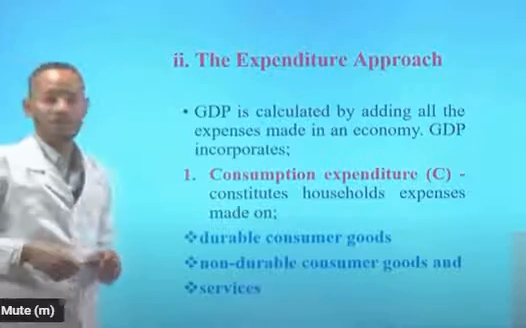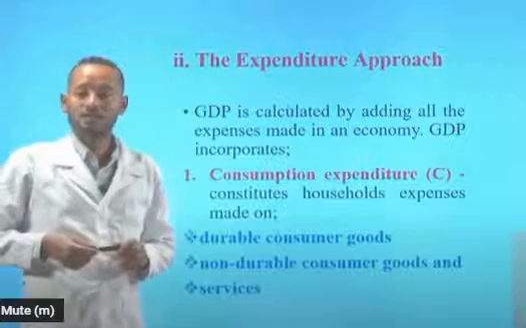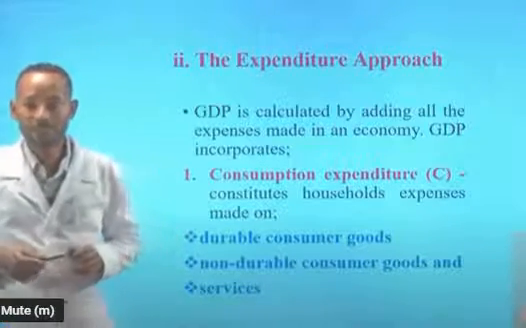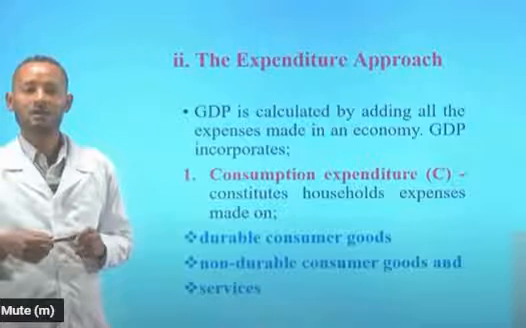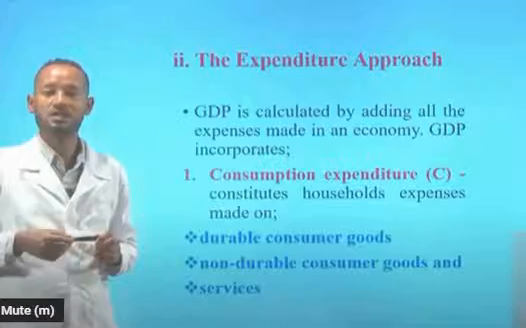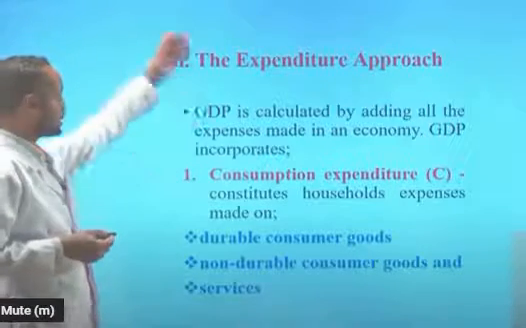Now let's see the expenditure approach of measuring GDP. Under the expenditure approach of measuring GDP, GDP is measured by adding all the expenses made in an economy. And there are 4 expenses made in an economy while we measure GDP using the expenditure approach. The first one is consumption expenditure.